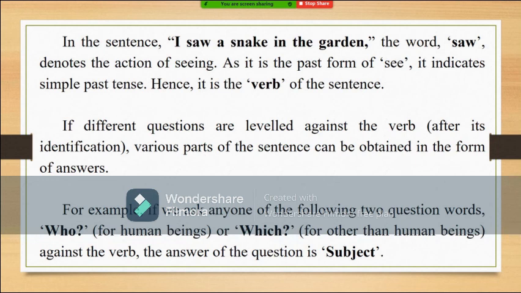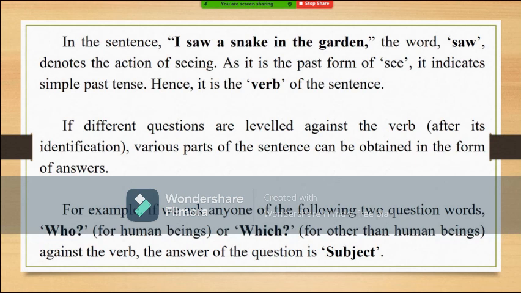For example, we can ask either of the following 2 question words, who or which. If the subject is a human being, we have to ask who. If the subject is something other than a human being, then we can use the question word which. Let us take that sentence again. Here, saw is the verb. Who saw the snake? I saw the snake. Here, I is a pronoun, and it represents a human being. So, we have to put the question word who.